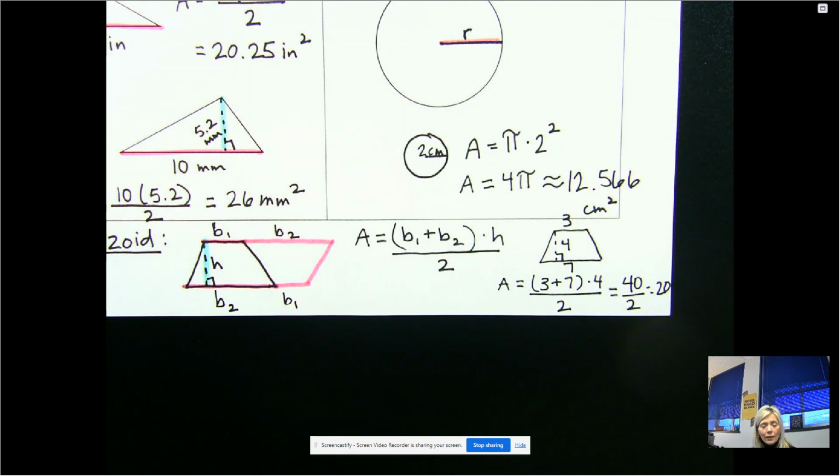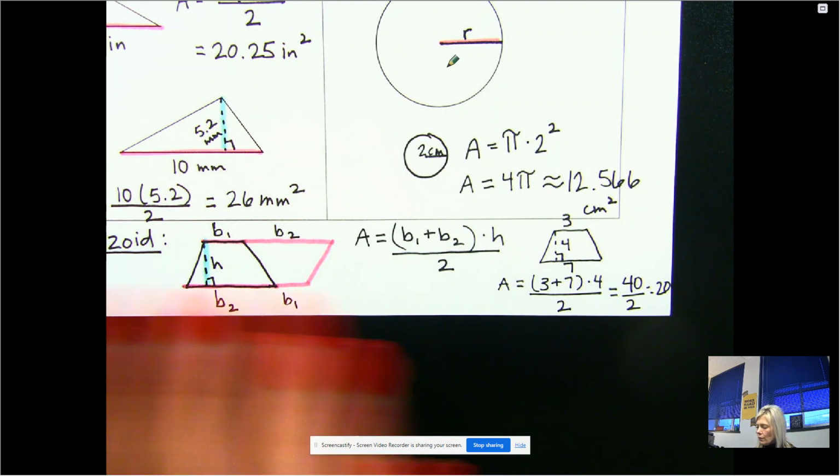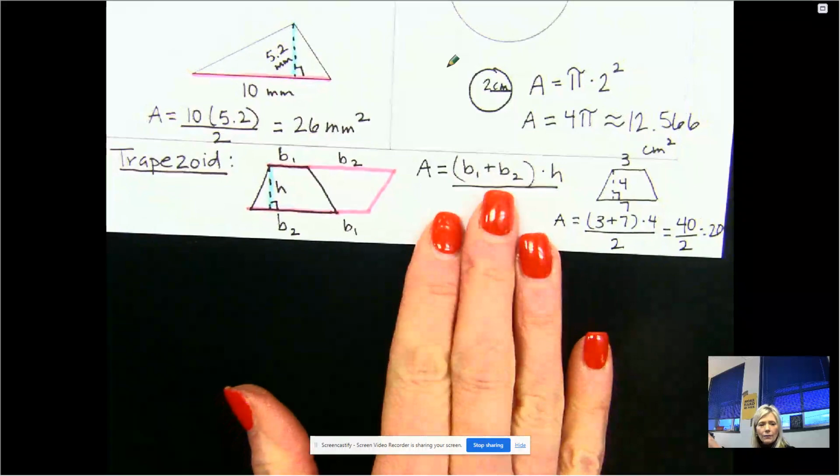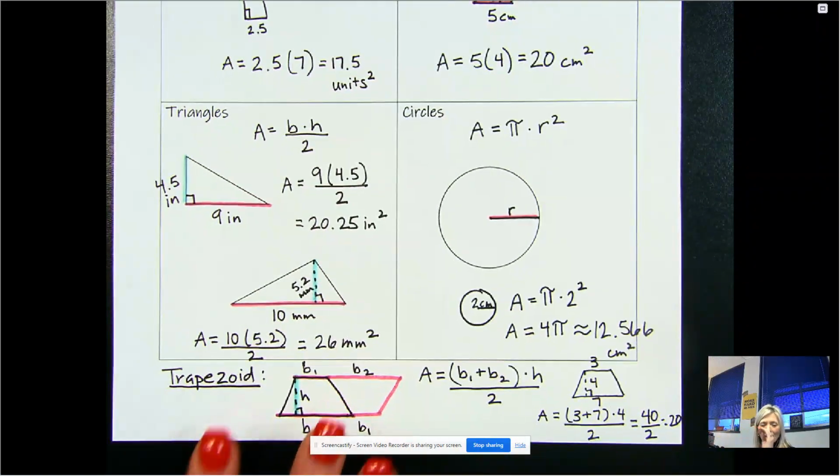All right, so that concludes the review of area formulas that you have hopefully learned before. If not, maybe for the first time. And now you're going to do an assignment where you get to practice using these formulas.